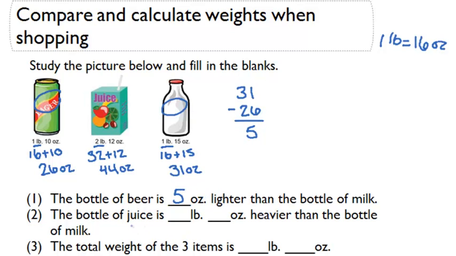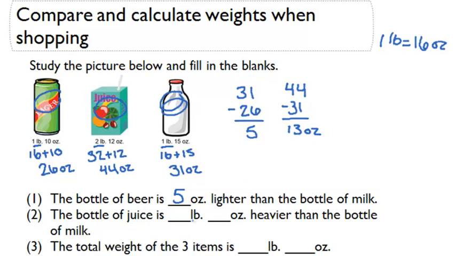Our second question says the bottle of juice is blank pounds and blank ounces heavier than the bottle of milk. So here we're going to be looking at our second bottle and again at our third bottle. So we're going to take the difference again. This time we're going to do 44 minus 31, and we're going to find that our answer is 13 ounces.